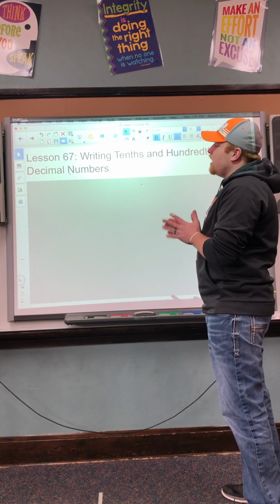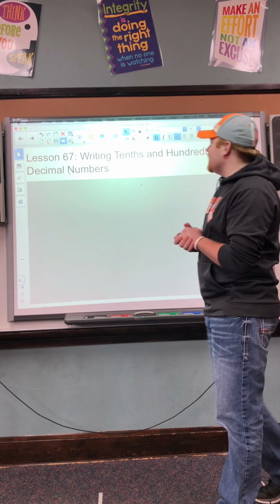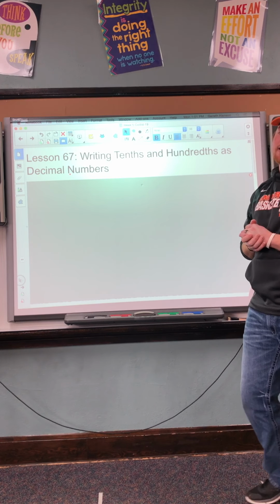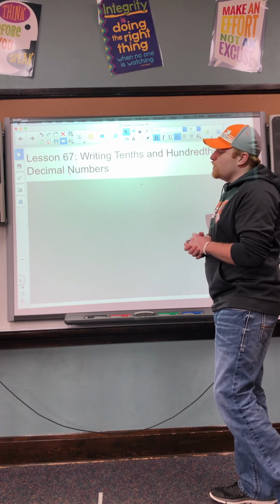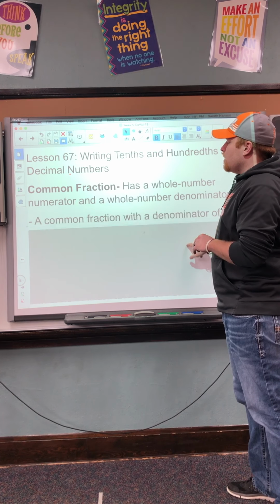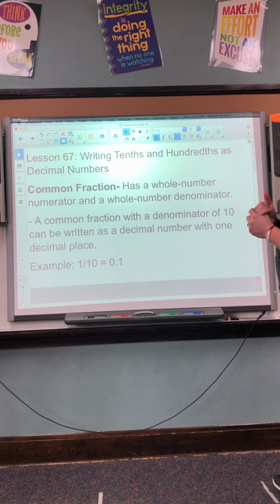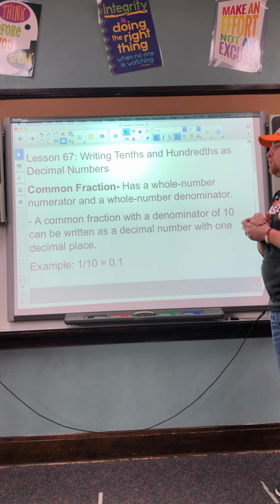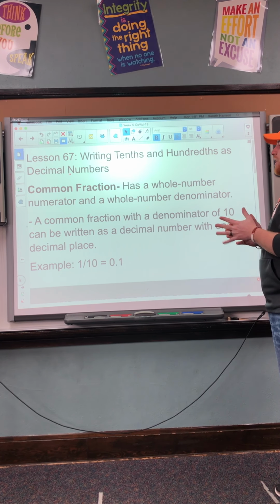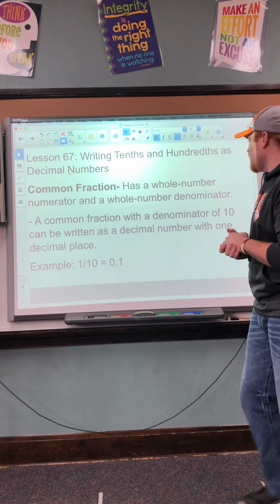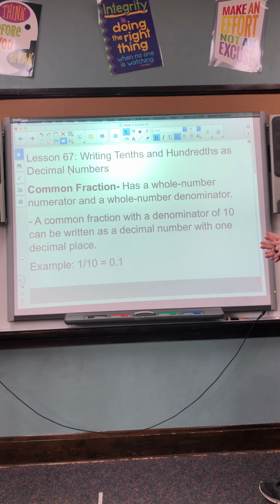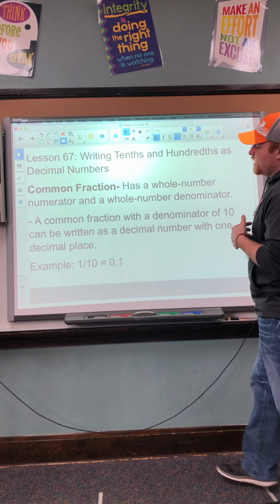All right. Today, what we'll be focusing on is writing tenths and hundredths as decimal numbers. So this is lesson 67. A little vocab for you guys if you're taking notes. A common fraction has a whole number numerator and a whole number denominator. A common fraction with a denominator of 10 can be written as a decimal number with one decimal place.